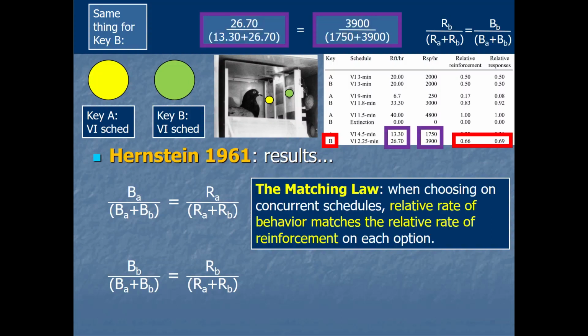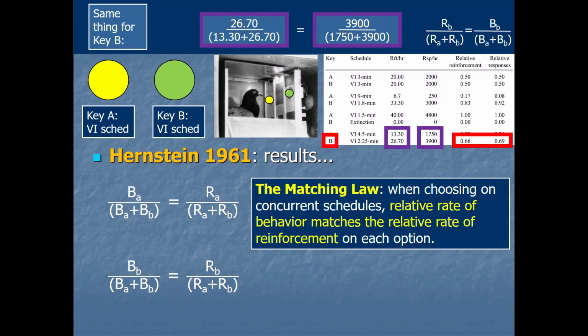So again, for reinforcement on key B, I won't run through it all manually, but you can see we would take R sub B, which is 26.7, divide it by the total of them, and it comes out to 66%. For the relative rate of behavior on the green key, on the B option, we get 3,900 divided by the total, which is 69% of behaviors. So again, pretty close. That is the matching law.